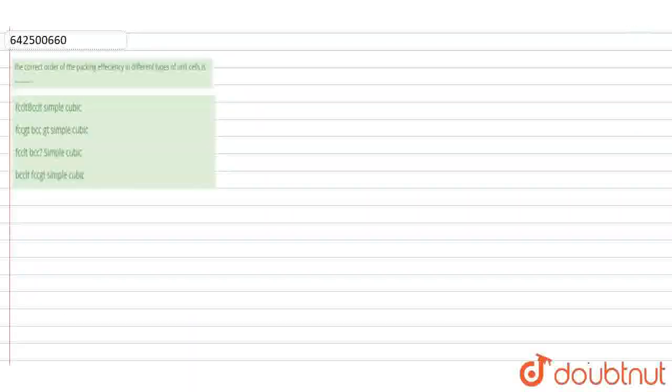Hello everyone, let's start the question. The question says that the correct order of the packing efficiency in different types of unit cell is. Now here we have 4 options and we have to choose the correct one. Now let's first see what this packing efficiency means.